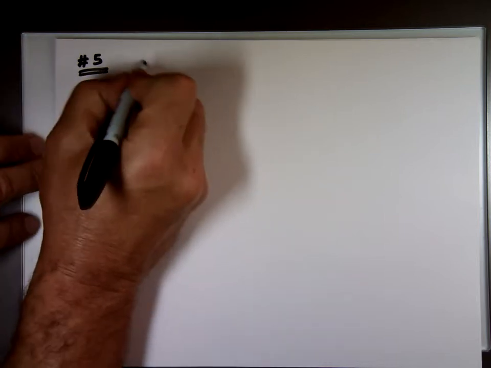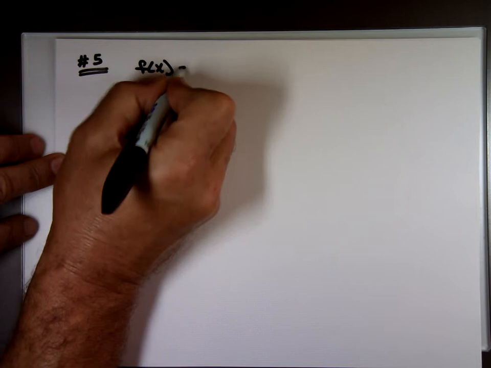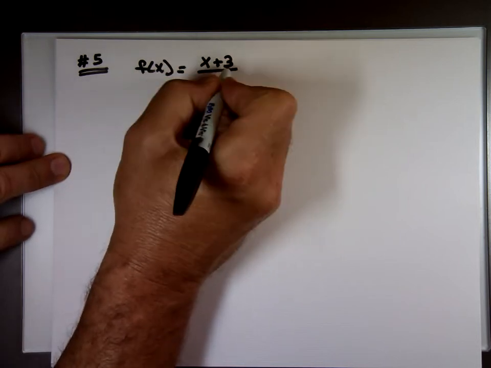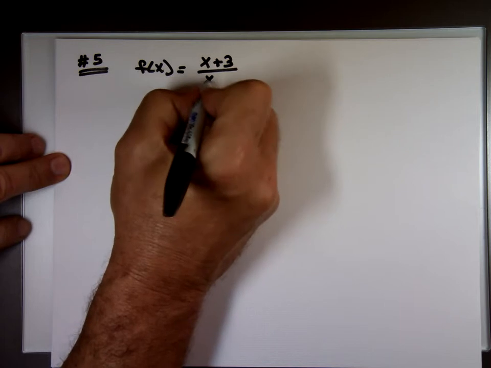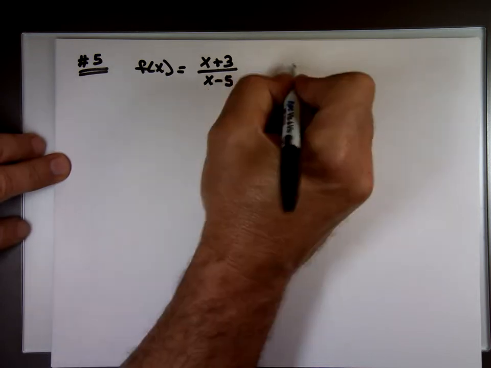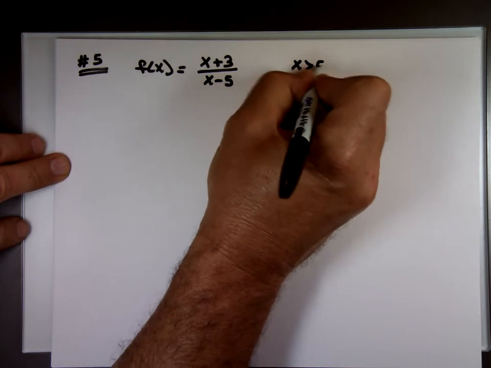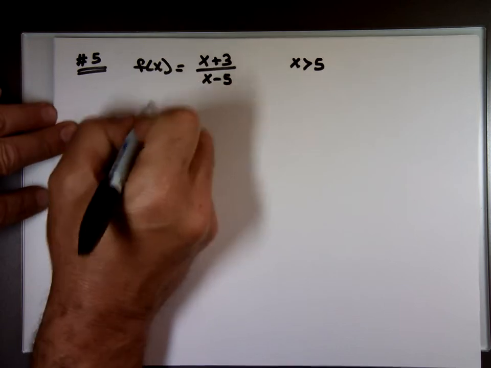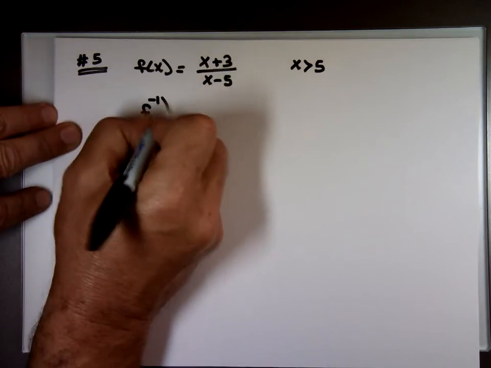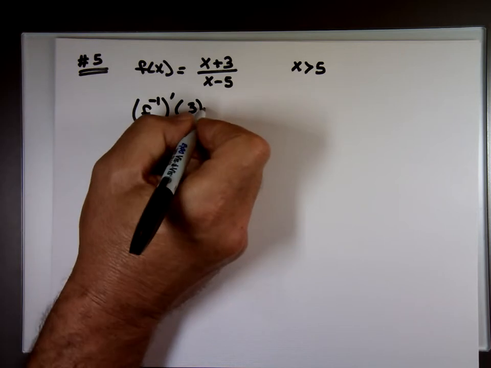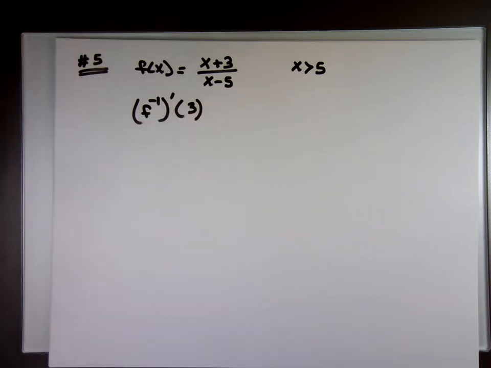F of x equals x plus 3 over x minus 5. They're saying x is greater than 5, and they want it at 3. What is the derivative of the inverse function at 3? Again, they picked 3 again.